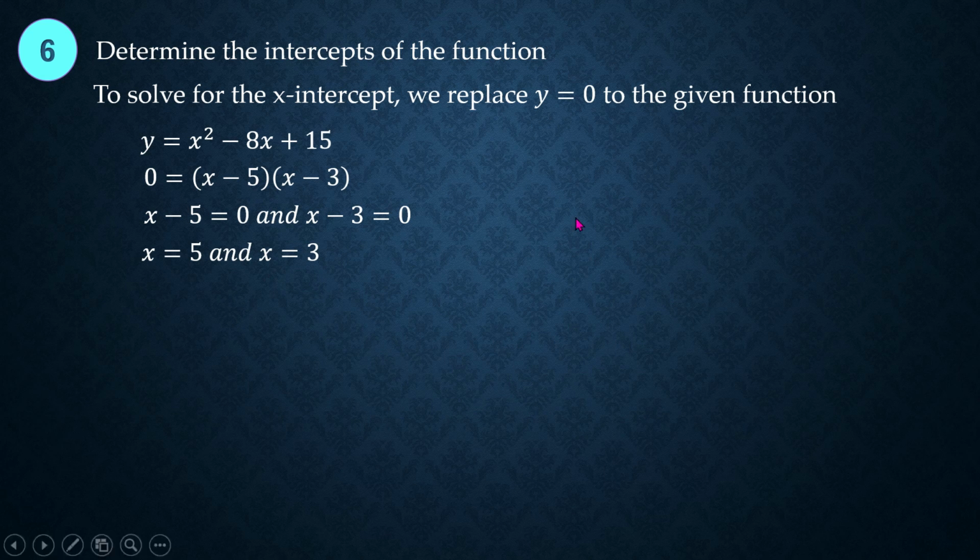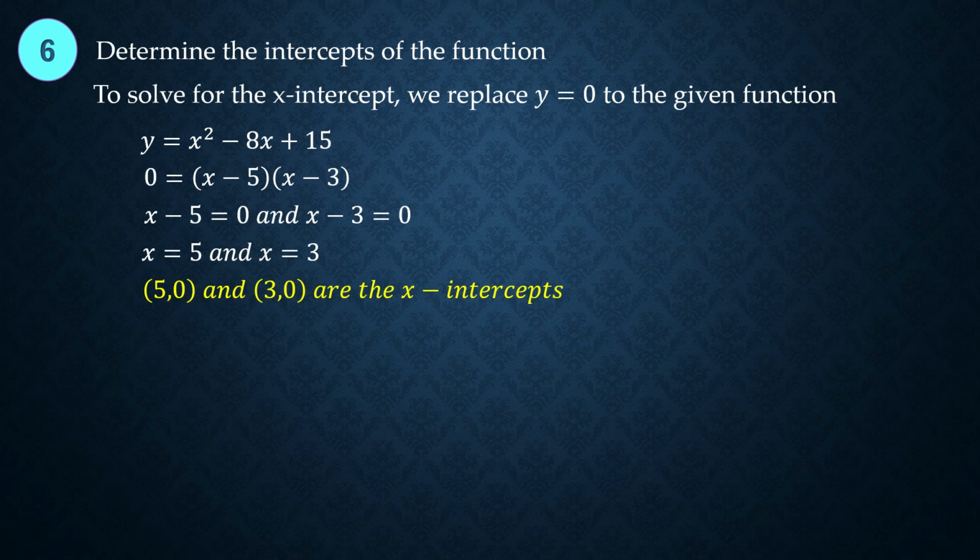And we know that in the x-intercept, y is assumed to be 0. So the pairs of the two values of x with 0 are 5, 0 and 3, 0, and they represent the x-intercepts. We will check later in the graph if both of them appear.